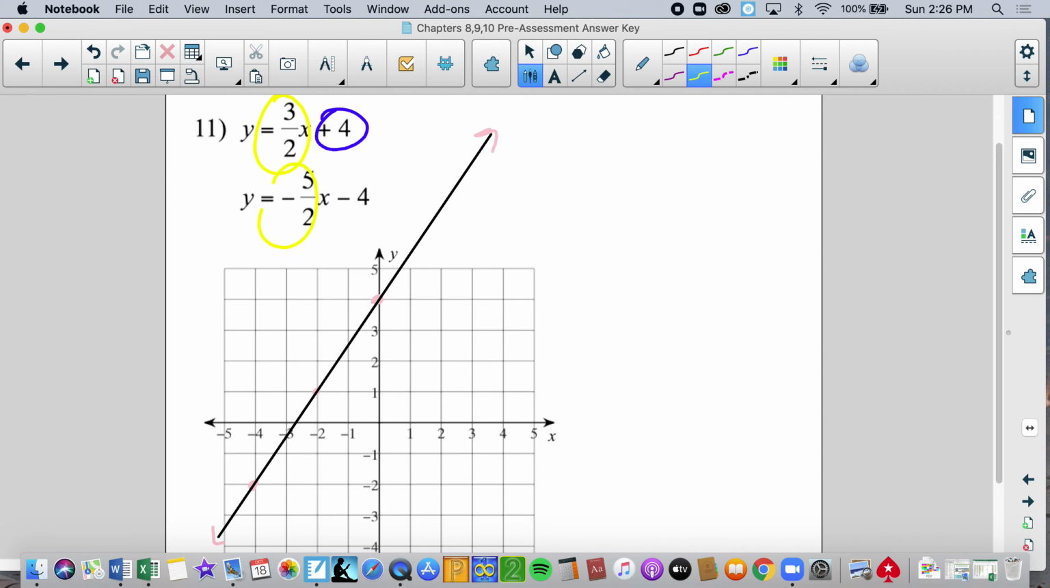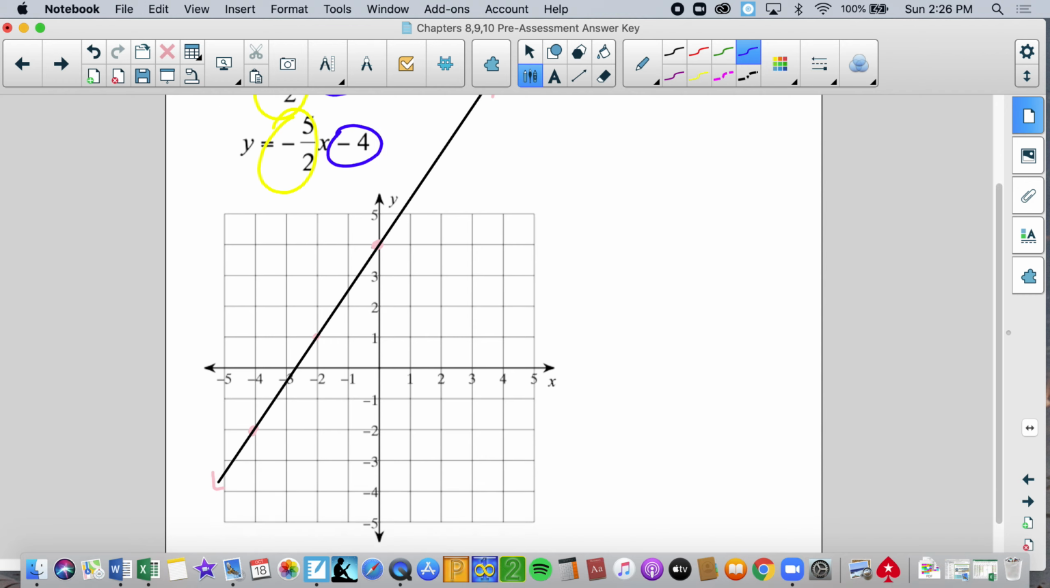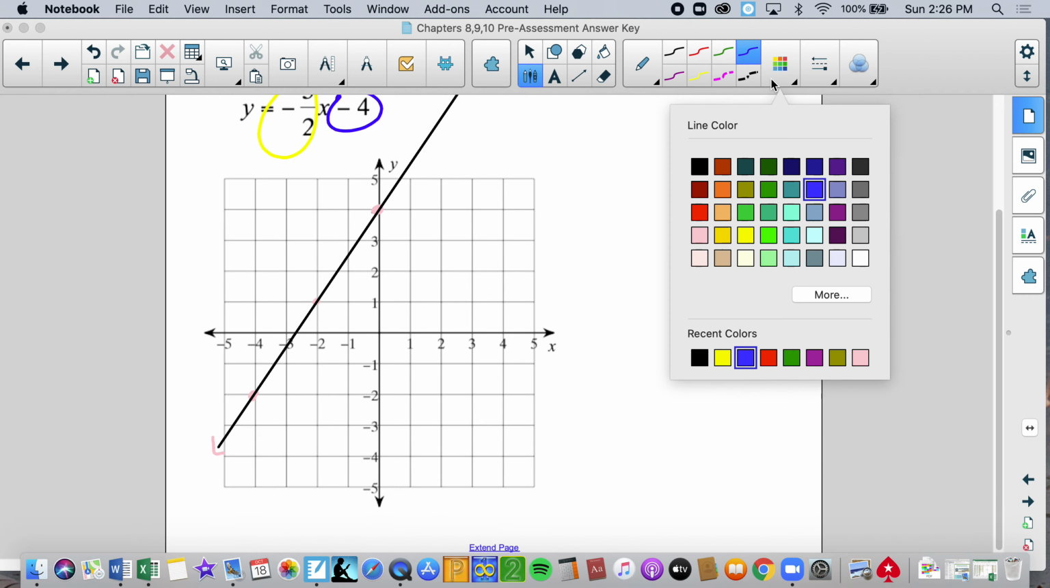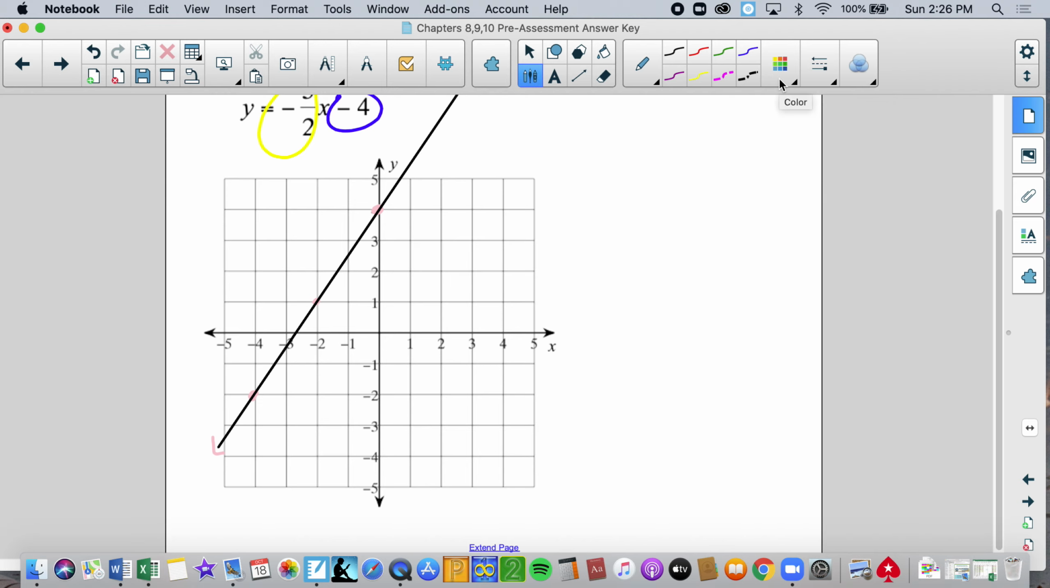I have a slope of -5/2 and a y-intercept of -4. So if I make a dot at -4, my slope, instead of going down 5, I'm going to go up 5. 1, 2, 3, 4, 5. And then that puts the negative on the 2. So that means left 2. Up 5, 1, 2, 3, 4, 5. Left 2. Somewhere around there.